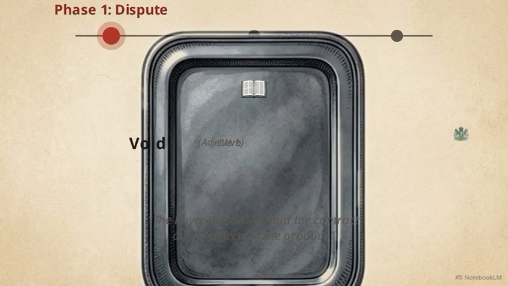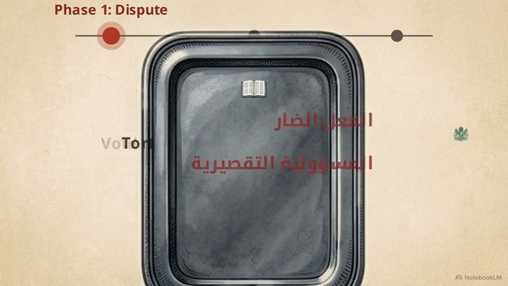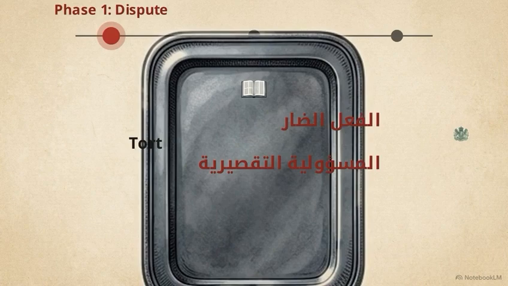Not all legal disputes arise from formal agreements. When a conflict stems from a civil wrong rather than a contract, we enter the realm of a tort. A tort is an act or omission causing someone to suffer loss or harm, resulting in legal liability. In Arabic, this maps to al-fi'l al-darr, or al-mas'uliyya al-taqsiriyya.